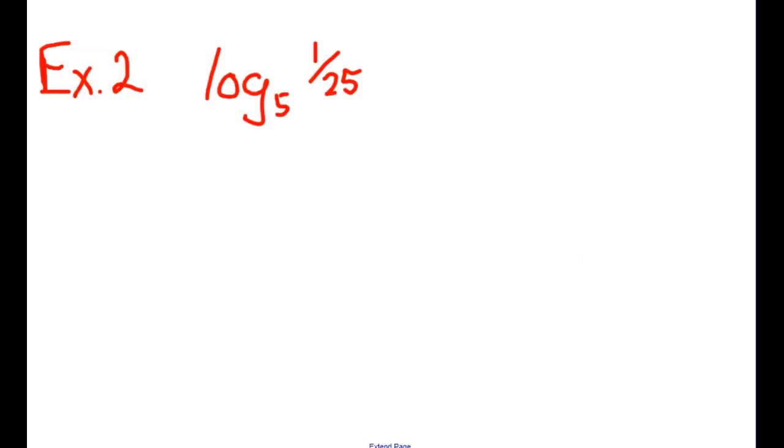Example 2, we have log base 5 of 1/25. We want to evaluate this logarithm, so we set it equal to x. Now we can rewrite this in exponential form. So the base of our logarithm becomes the base of our exponential. So we have 5 to the x equal to 1/25.